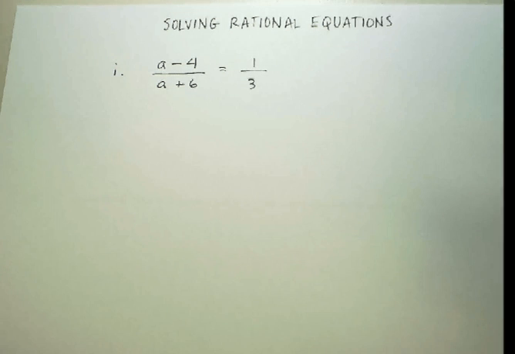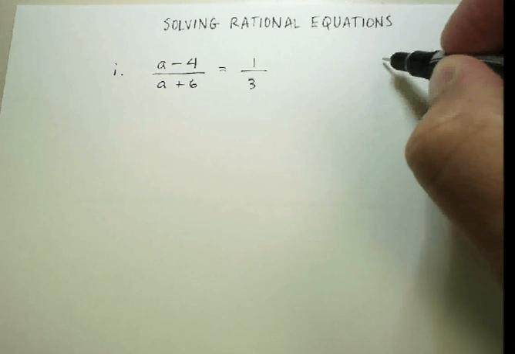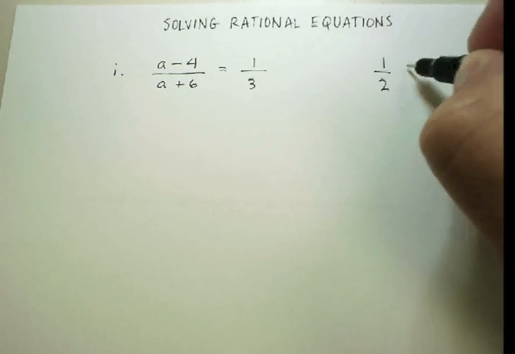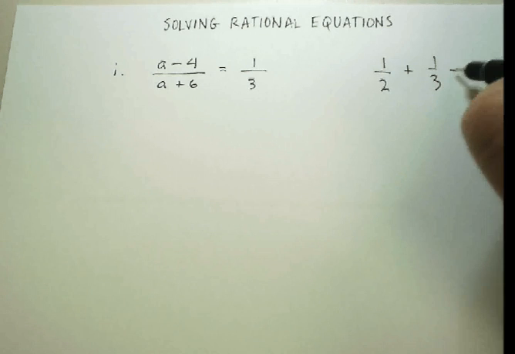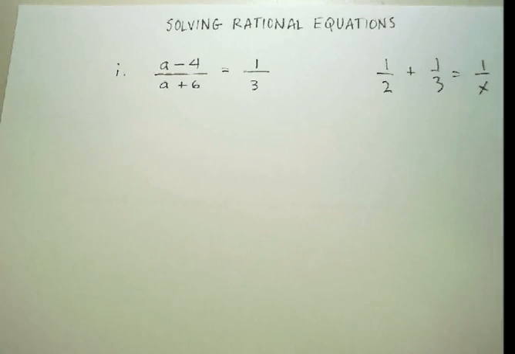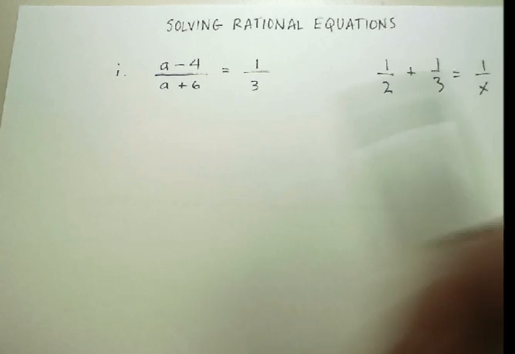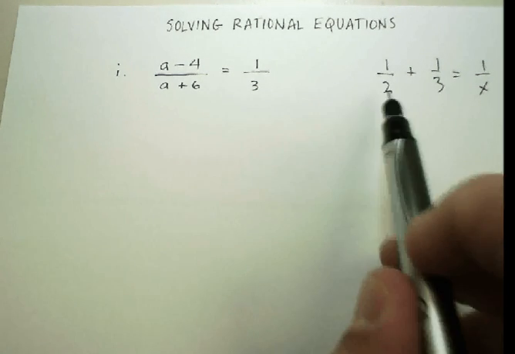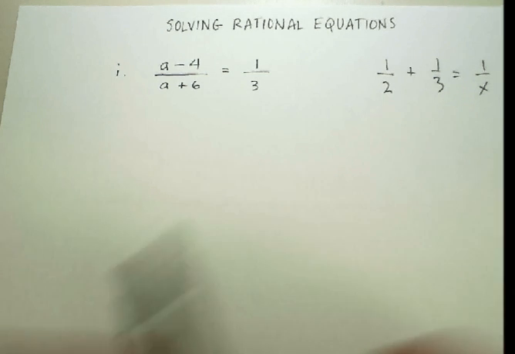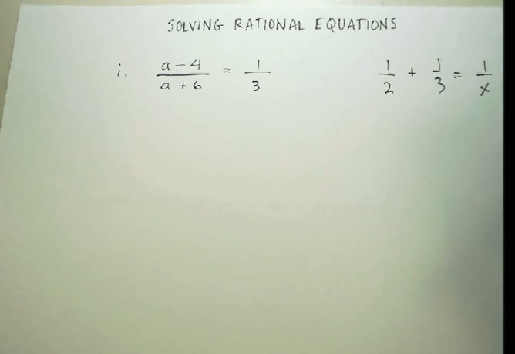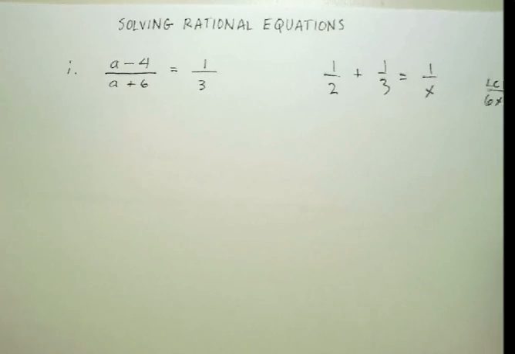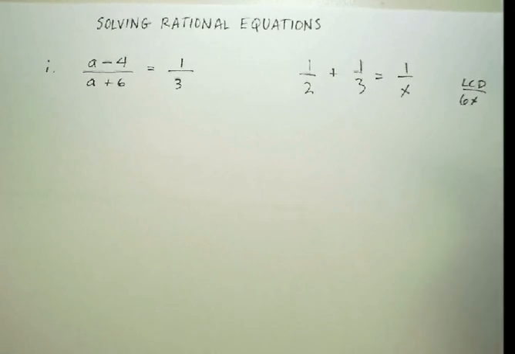Okay, if this were a fraction equation, let's say I had something like 1/2 plus 1/3 is equal to 1 over x. How would you solve that? What would you do? You'd probably want to find a common denominator, wouldn't you? So the common denominator in this little demonstration here off to the side would be 6x. That would be called the lowest common denominator. I don't know if you can see that. There you go. Now you can see it.